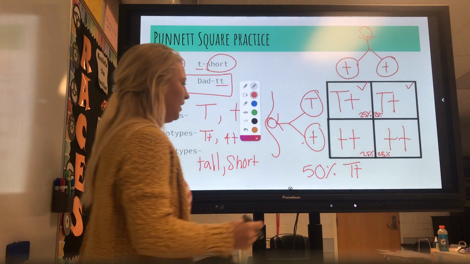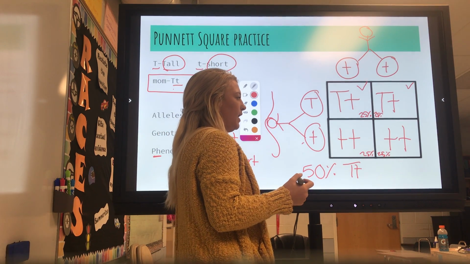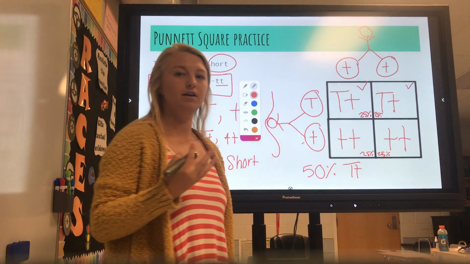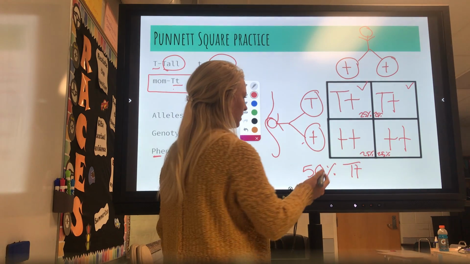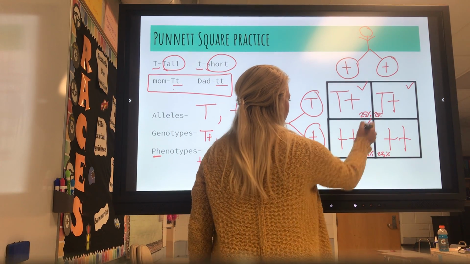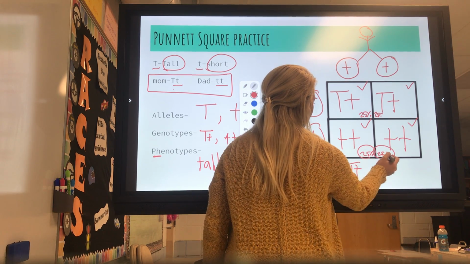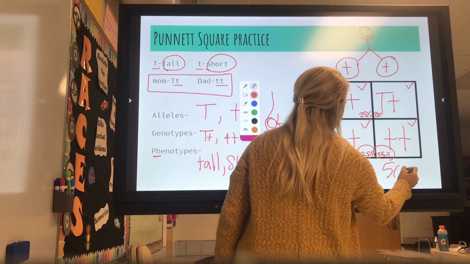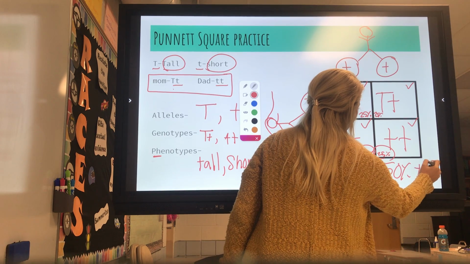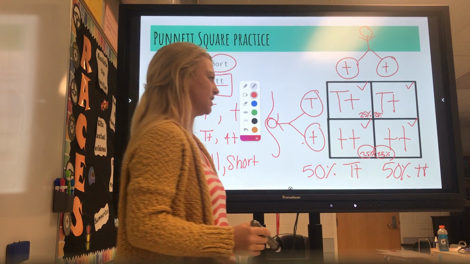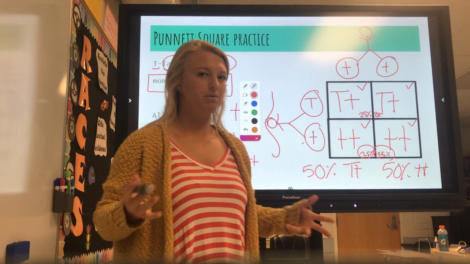What percent of the offspring have the chance of having little t, little t as their genotype? We have little t, little t here, little t, little t here. So 25 plus 25 is 50% of offspring will have the little t, little t genotype. And that's pretty much all you need to know.